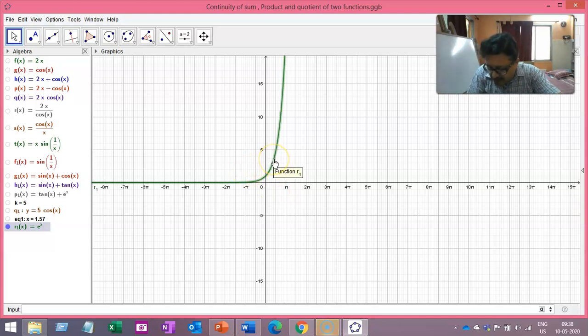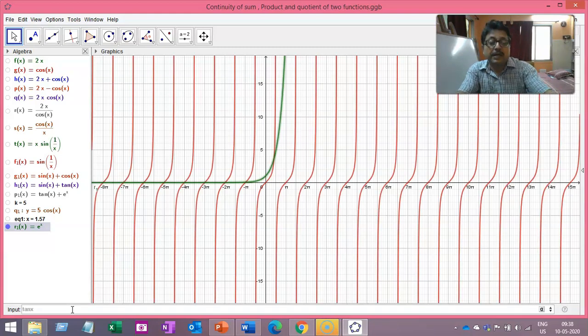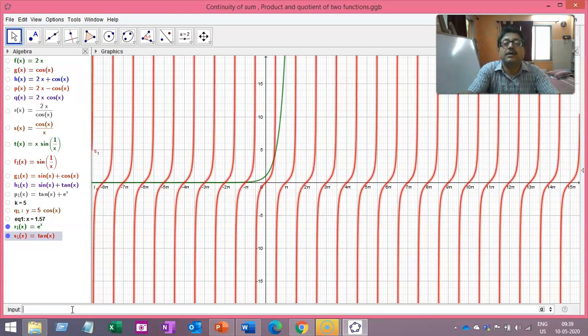Is e to the power x continuous at x equal to pi by 2? It is continuous everywhere. On the number line, if you go on taking the points, it will be continuous over there. But if I take tan x now, I am plotting tan x. The tan x part is discontinuous, obviously, at these points: pi by 2, 3 pi by 2, all these points.